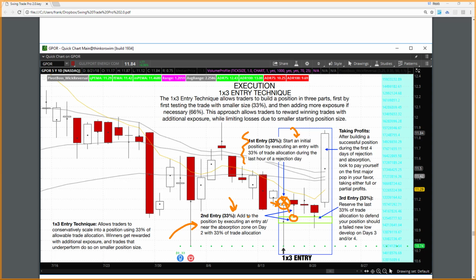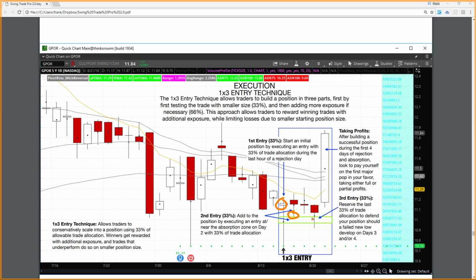On the second day, if price pulls back to the absorption zone, you want to add 33%. So that's the second entry. Add to the position by executing an entry at or near the absorption zone on day 2 with 33% trade allocation. Boom, now you're in at the absorption zone and from the last hour of the rejection day. So now you're in 66% from here and here of maximum allowable trade allocation.